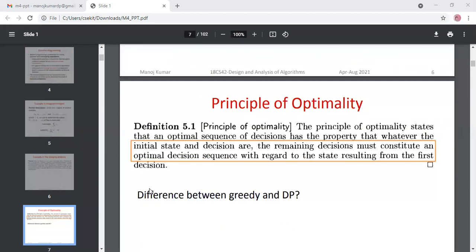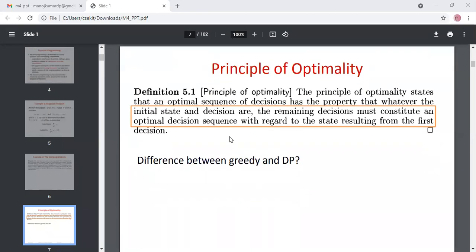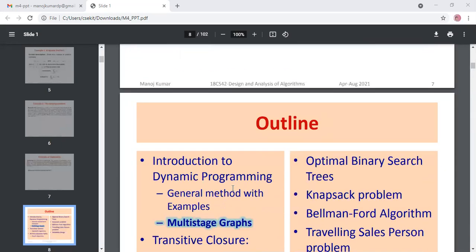Now you come for the next one, principle of optimality. Under principle of optimality, what we are going to discuss states that an optimal sequence of decisions has the property that whatever the initial state and decision are, the remaining decisions must constitute an optimal solution with regard to the state resulting from the first decision. So what's the difference between greedy and DP? That is the general method with some examples we have taken.